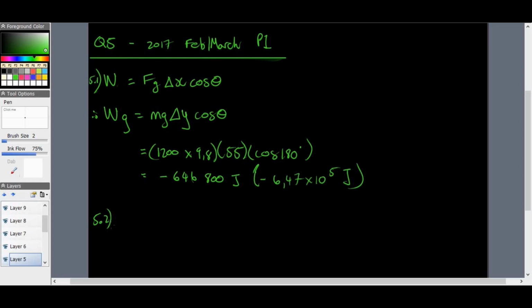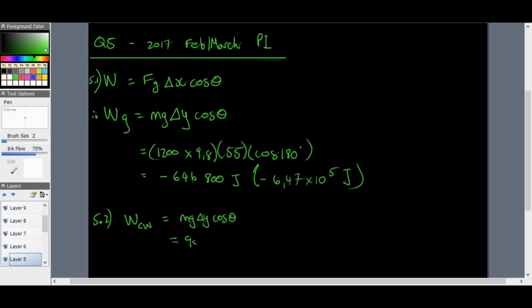5.2, they asked, of course, what was the work done by the counterweight. So the work done by the counterweight, I'm just going to call it WCW, because I don't want to use just C, because the marker could read it as a conservative force, which it is not, of course. So it's also the same formula, so I'm just going to use mg delta y cos theta.